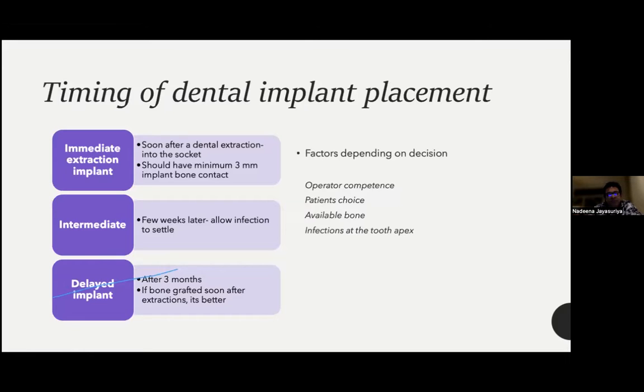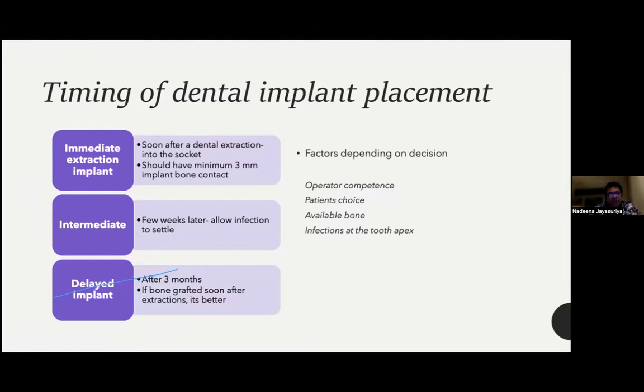For that, the most important thing is there should not be any infection near the apical area. If there is an infection, we just let the socket heal for a few weeks, and then we can try to do the implant again. So that is called intermediate placement. That means you just wait for a few weeks to a month and then put the implant in.